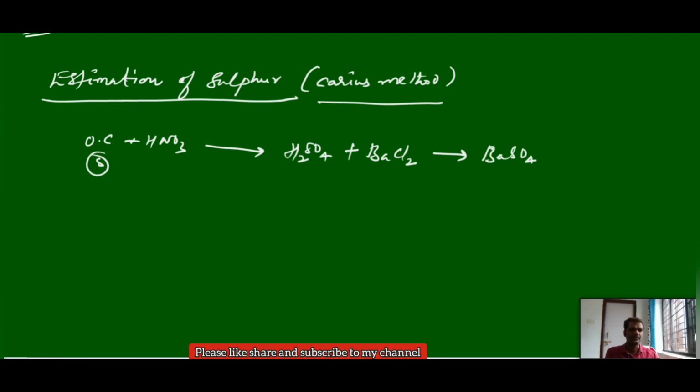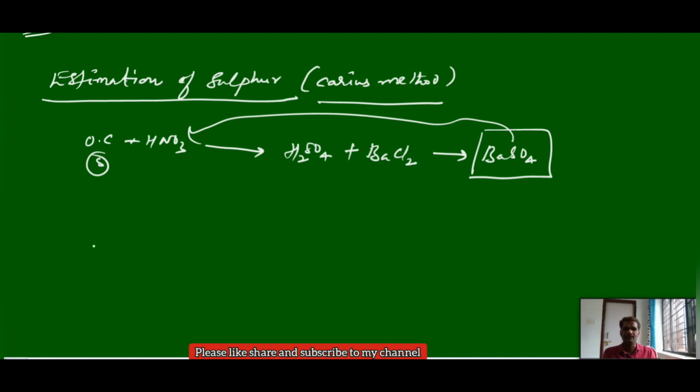This is a solid, a precipitate. Now you can identify the weight of barium sulfate, since you get it in solid form. Once you know the weight of barium sulfate, from that you can identify the weight of sulfur present in it, and that sulfur is coming completely from the organic compound only. So again you can estimate the sulfur coming from the organic compound. Here we can use this formula.